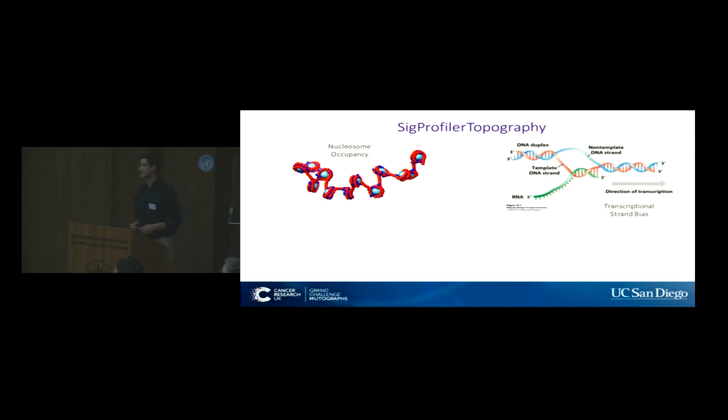We can look at replication and transcriptional strand bias. So is there a preference for mutations falling on the leading or lagging strand, or on the transcribed or untranscribed strand in protein coding regions? And we can also look at replication timing. So are mutations more likely to occur in early or late replicating regions?